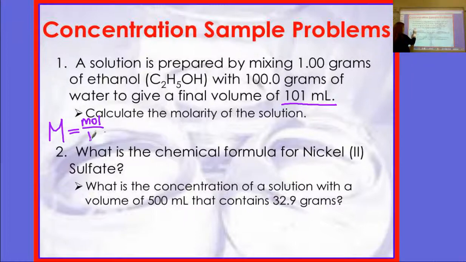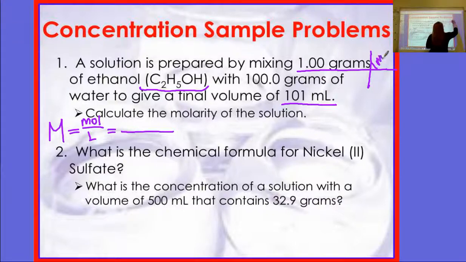Molarity equals moles over liters. I don't quite have either of these. I don't have moles and I don't have liters. Can I figure out my moles? I'll have to do one little calculation. 1 gram of ethanol, here's your formula. How would I convert that into moles?